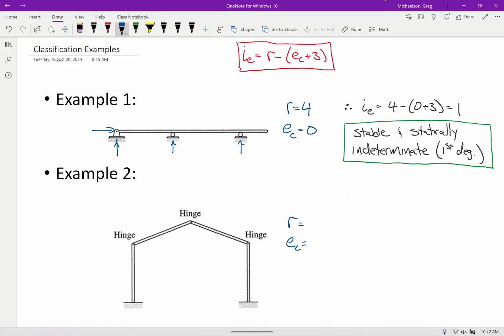Let's start off with E sub C. What's E sub C for the second one? 3, because I have internal 1, 2, 3 hinges. Okay? Now, can somebody tell me what R is? 6. Okay? Do I have a second on that?